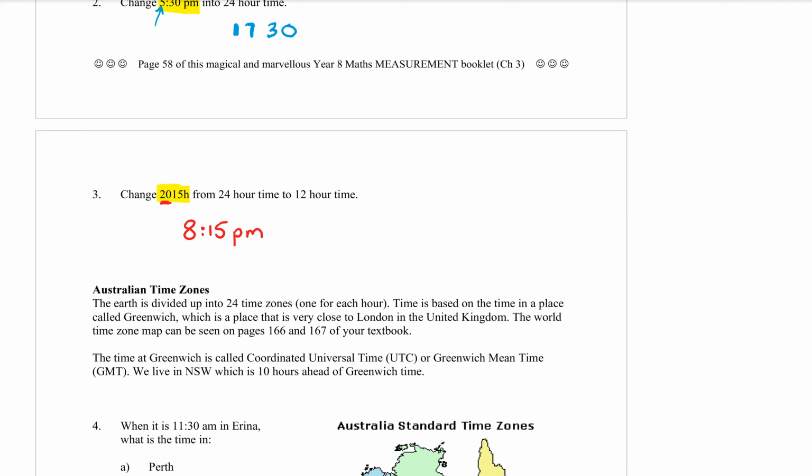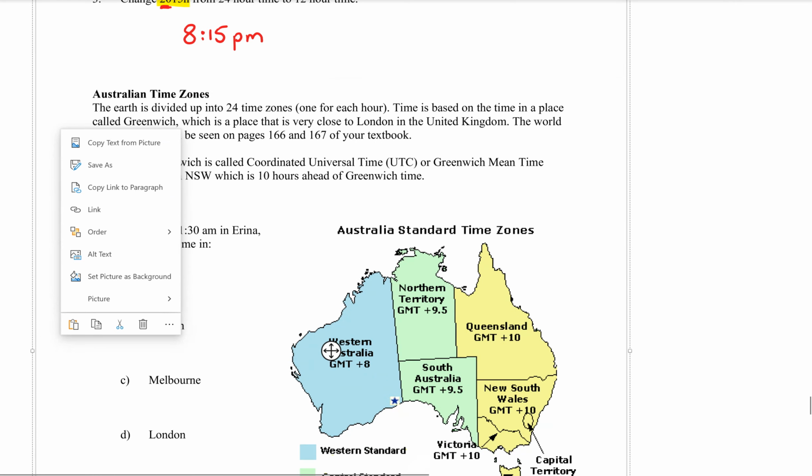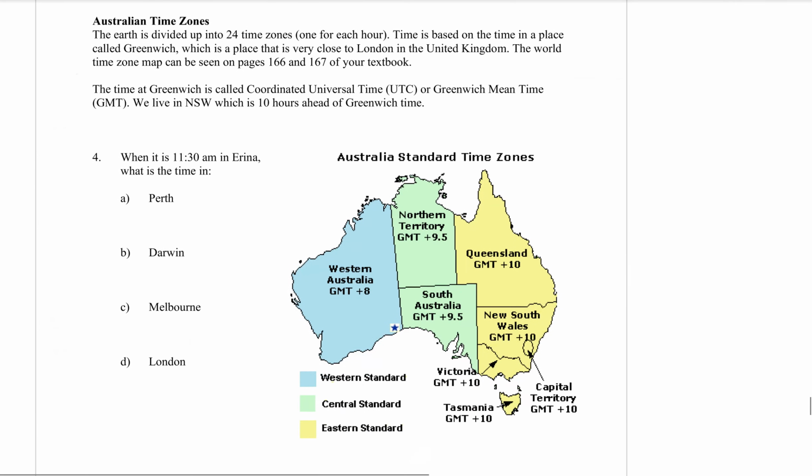Okay, one more thing to talk about in this section is Australian time zones. Now, the Earth, the whole Earth, is divided up into 24 time zones, one for each hour of the day. Time is based on a place called Greenwich. Okay, this place is very close to London in the United Kingdom.